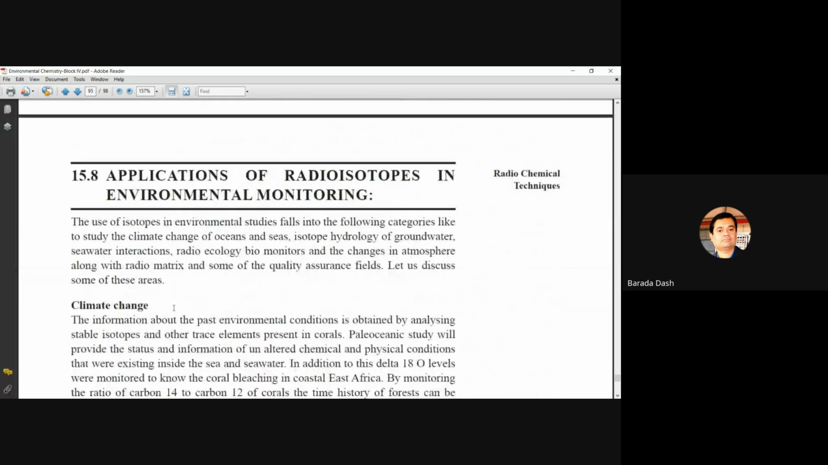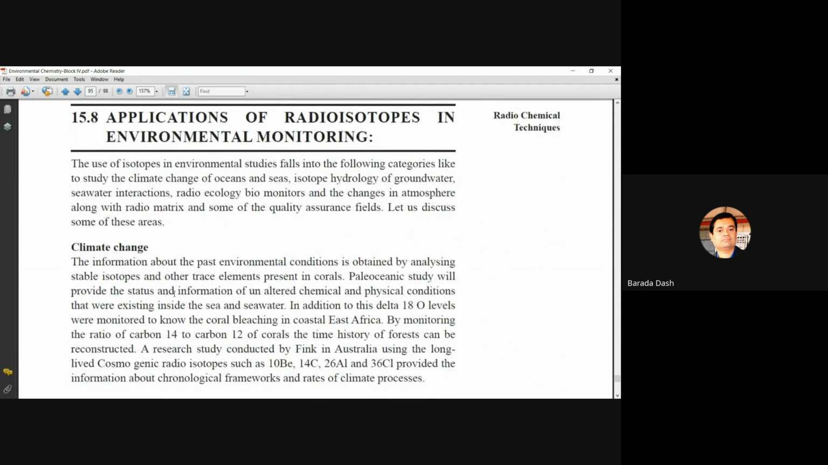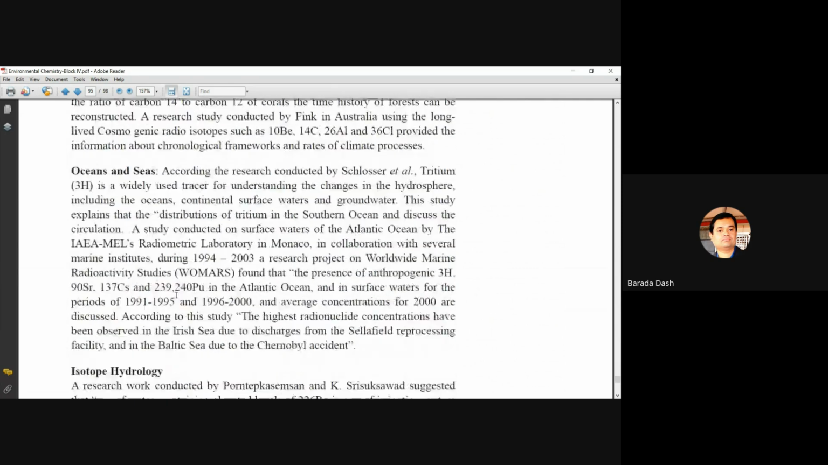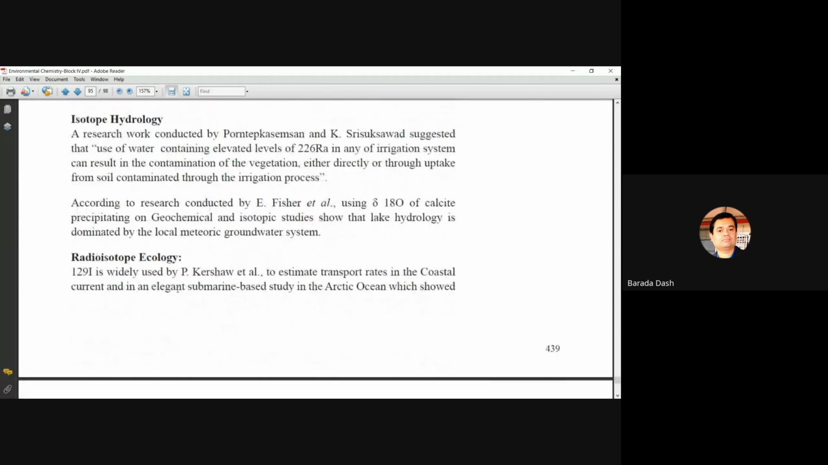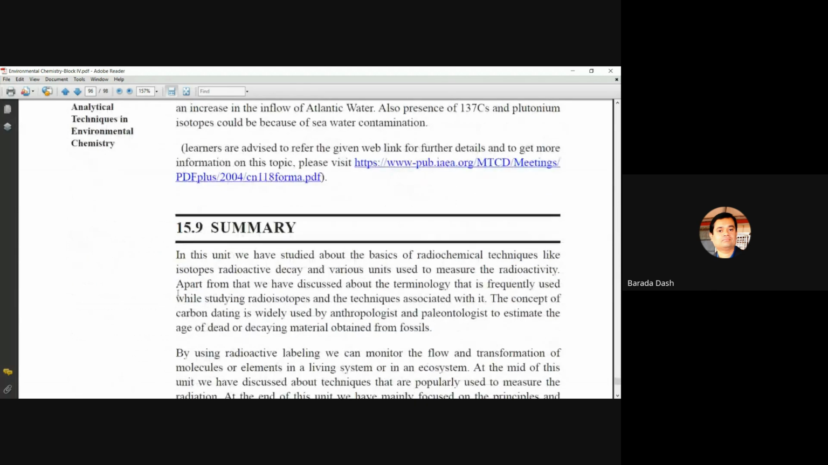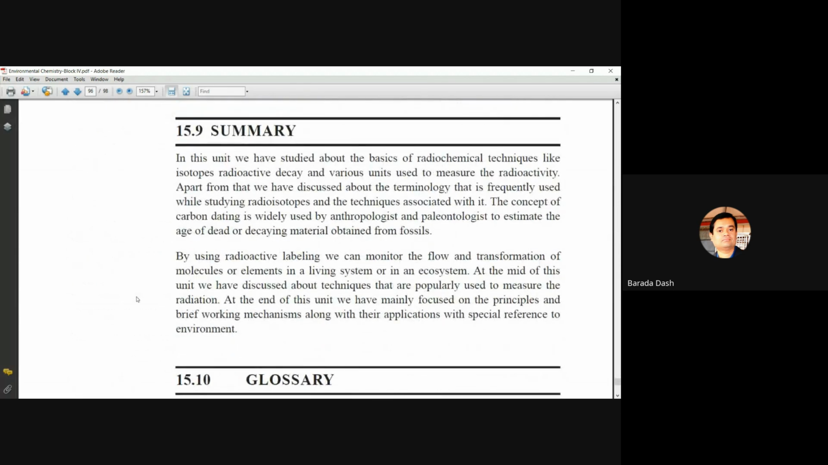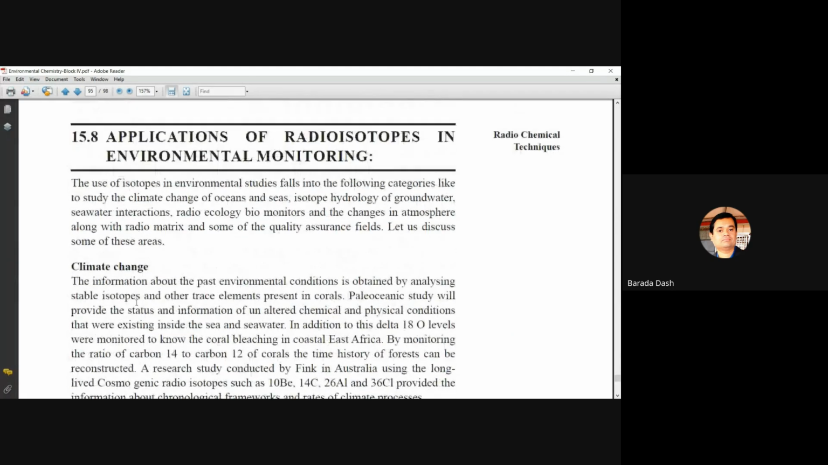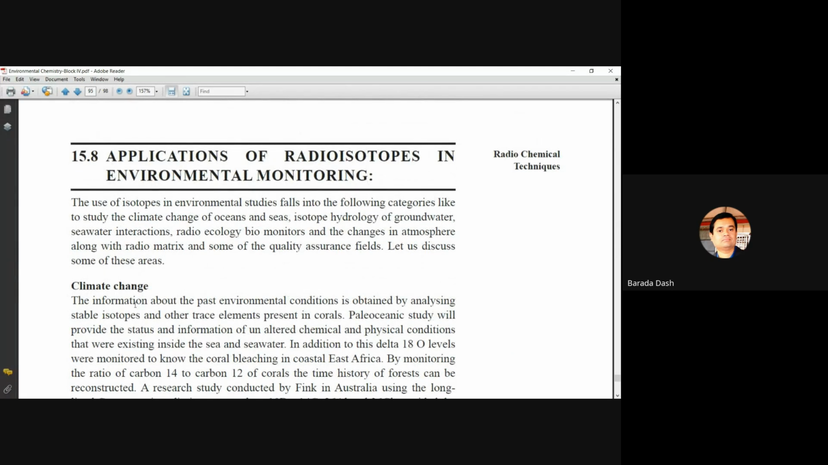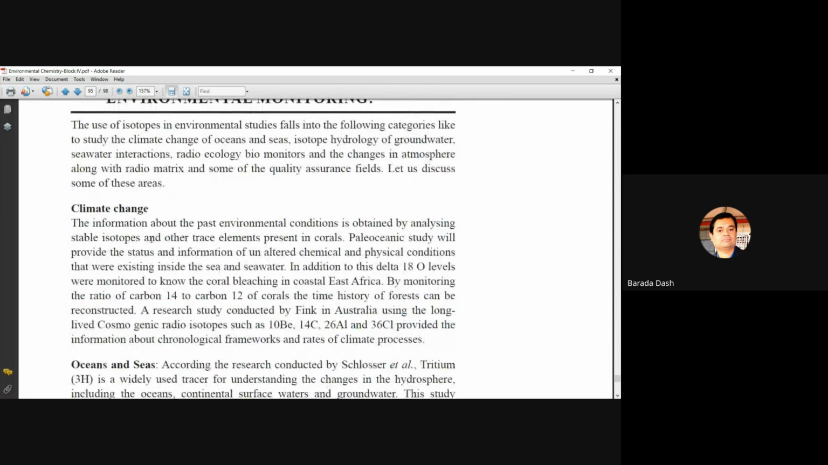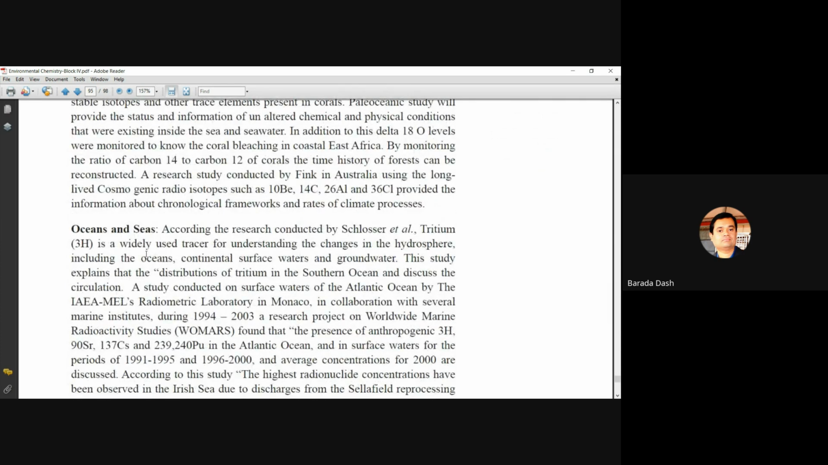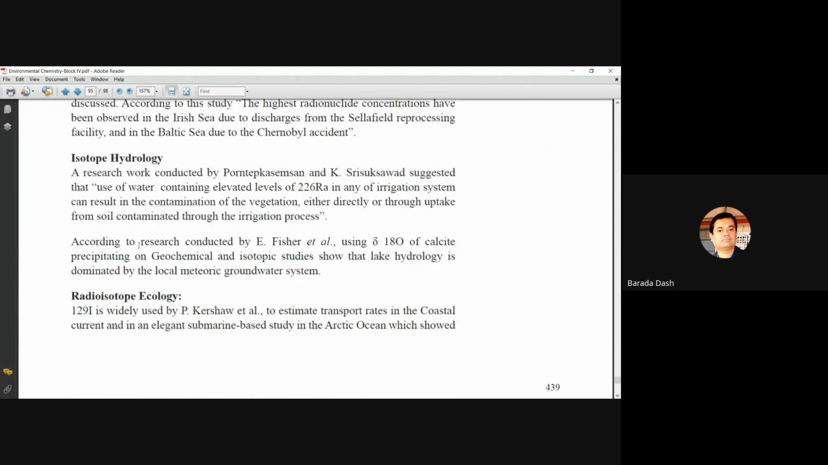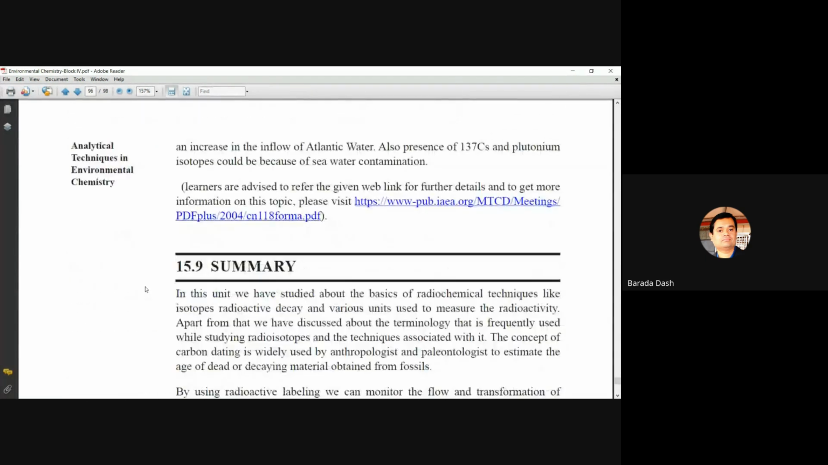Applications of radioisotopes in environmental monitoring: climate change, ocean and seas, isotope hydrology, radioisotope ecology. So these are different areas where you can apply radioisotopes.